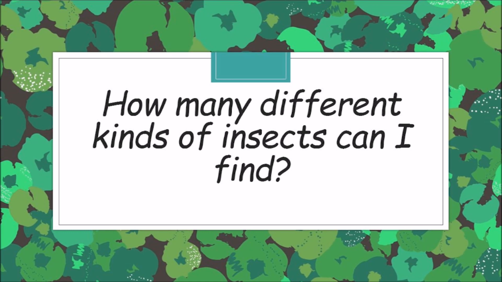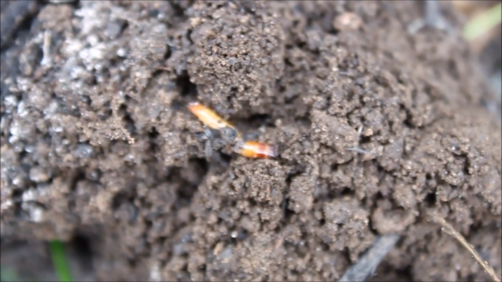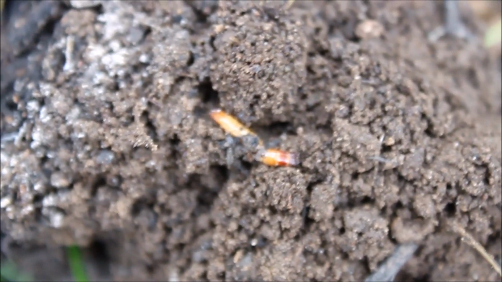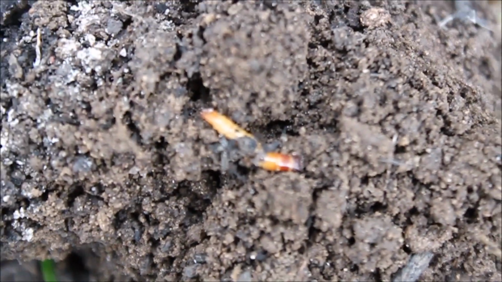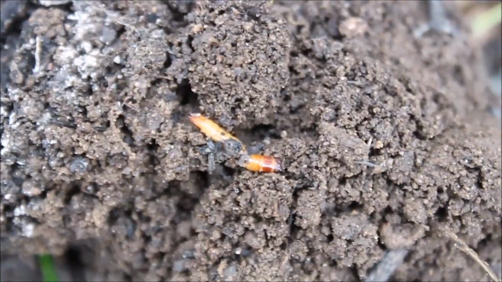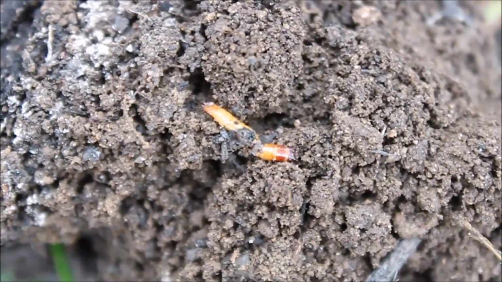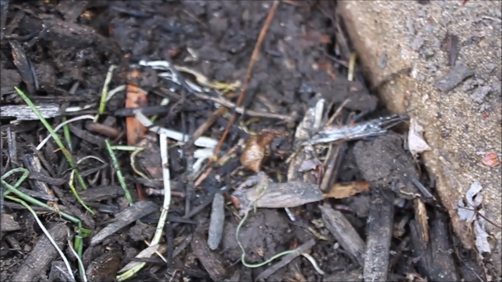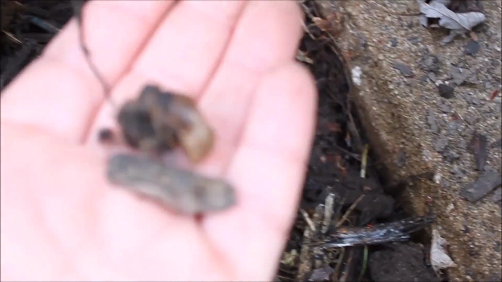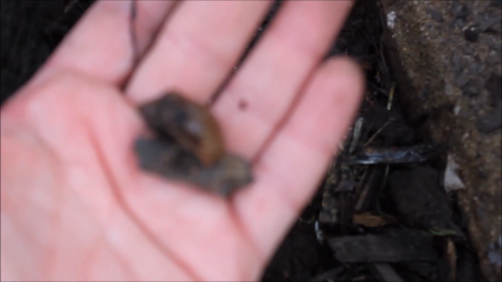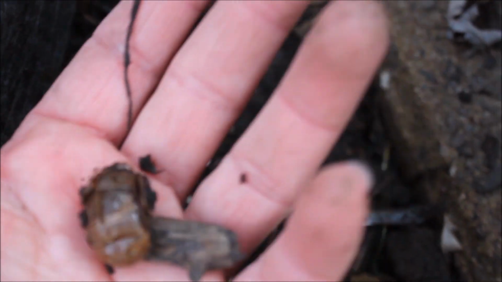How many different kinds of insects can I find? I've been doing a lot of gardening and digging in the dirt. My dog's digging in the dirt too. As I dug in the dirt today, I found an invertebrate, or a small bug. This is a larva. He's going to become a beetle someday. As I keep digging in my garden, I found a locust shell. This is a shell left behind by a locust.